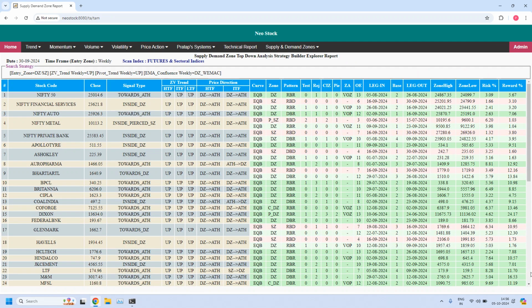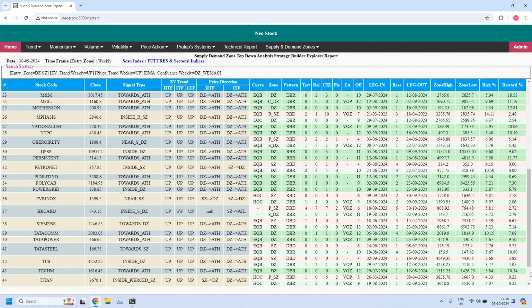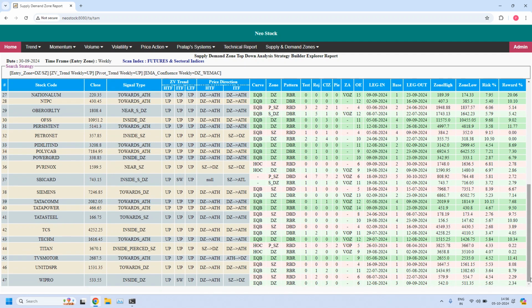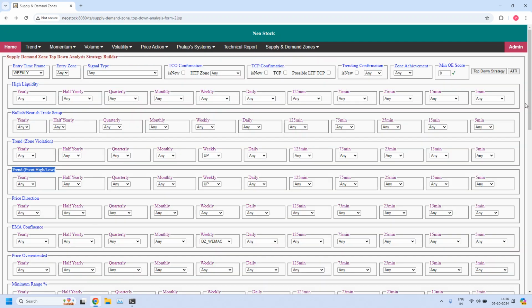That way we can understand. Still the list is big, but anyway I am scrolling the list down. So 47 stocks are filtered with this combination. If any of your favorite stocks are there, you can focus on this. So can we reduce this list further? Yes, it is possible. You can look for these stocks with monthly confluence, monthly demand zone confluence.